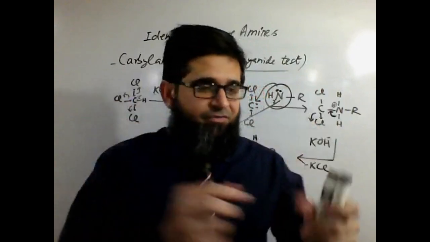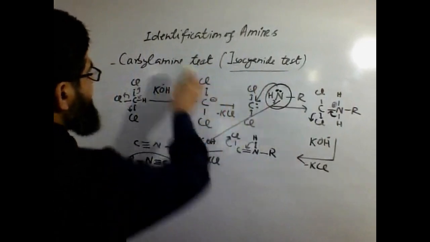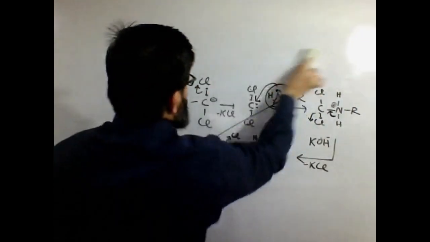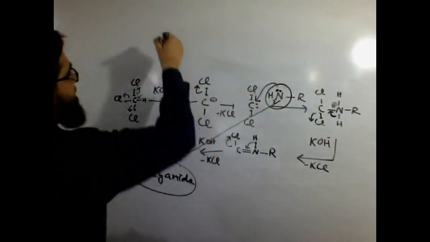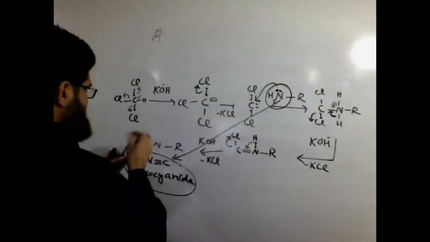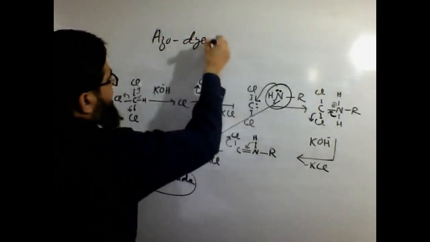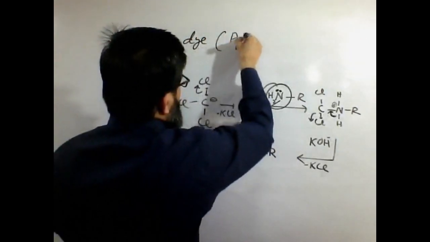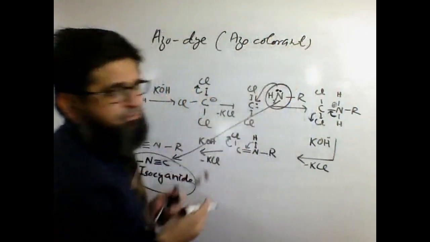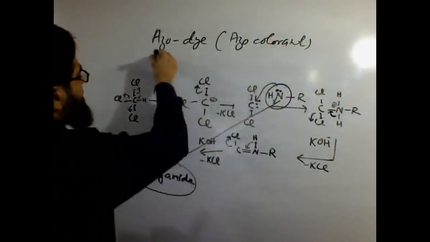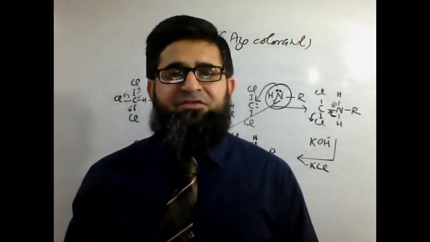The other way, if you are a student of color chemistry and you are interested to produce an azo dye, an azo colorant, then you can use primary amine for that very purpose.